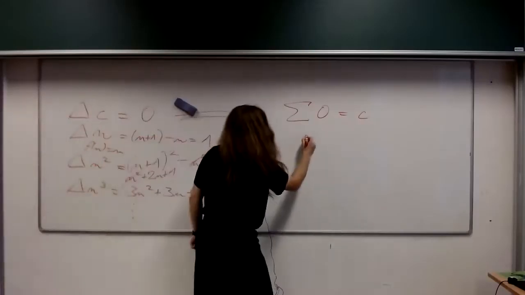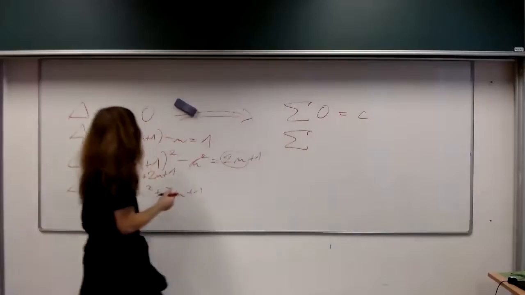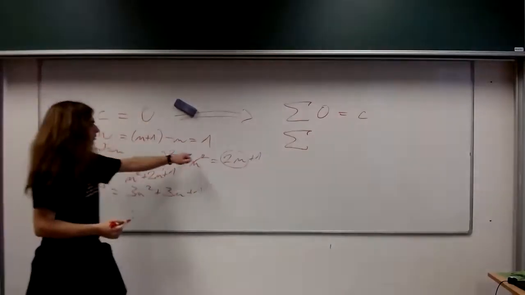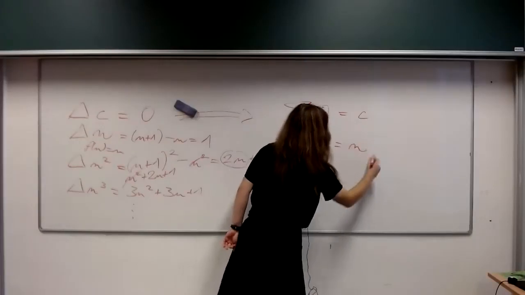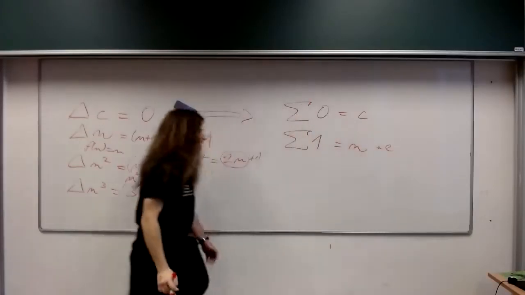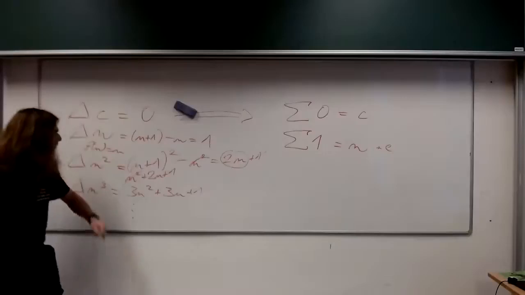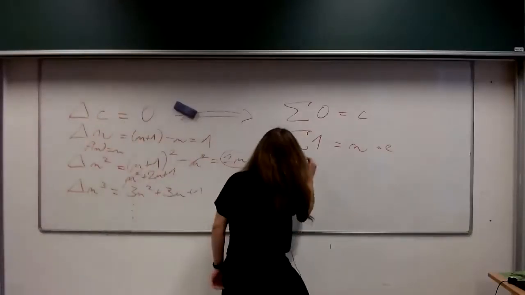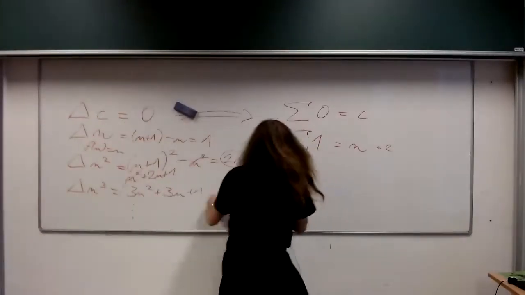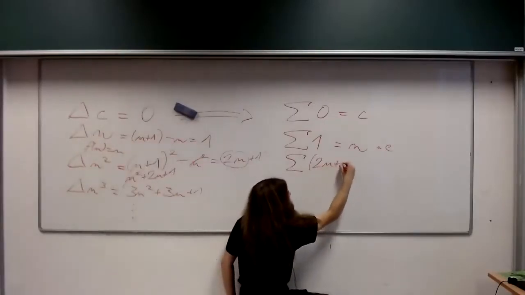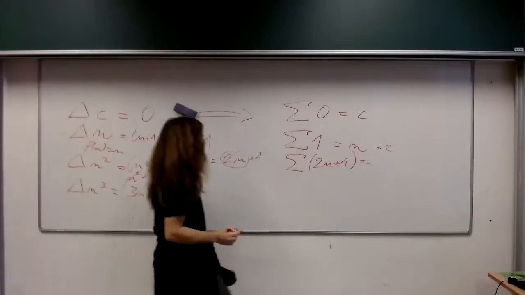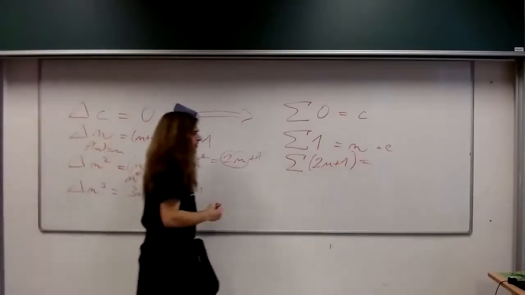And we can continue. So here the difference of n was 1. So the sum of 1 will be n plus a constant. Here it will be a bit different. We get the sum of 2n plus 1 equals n squared.